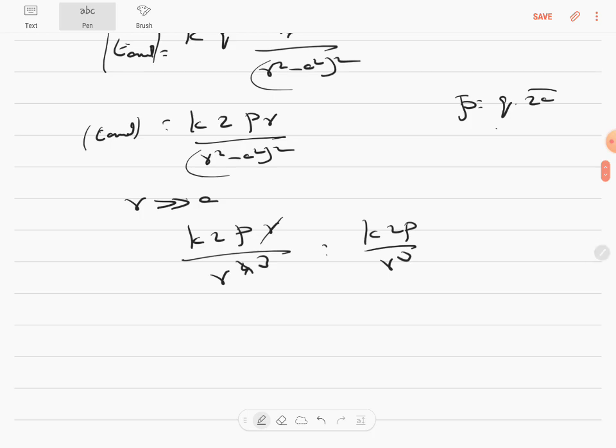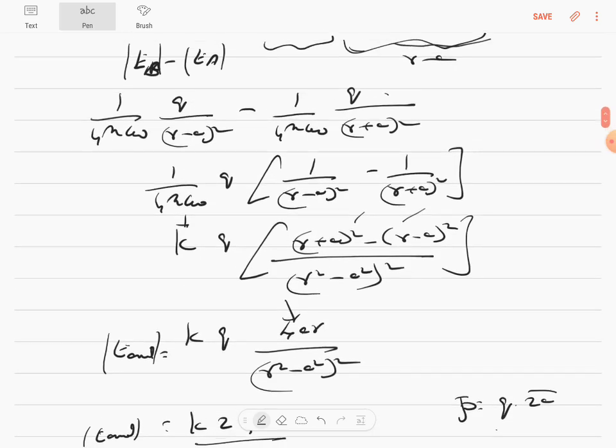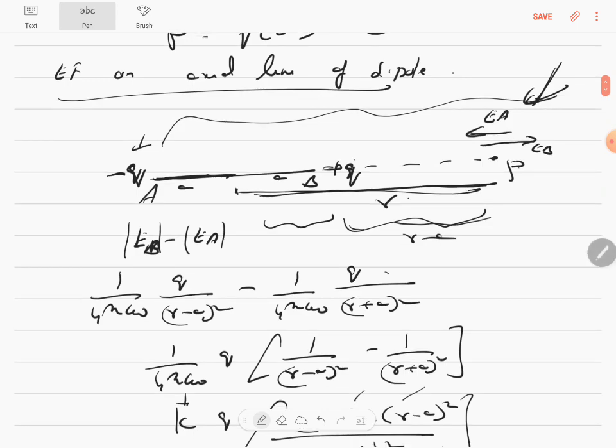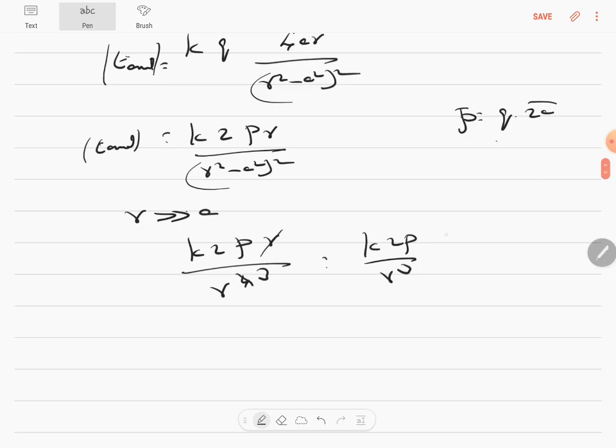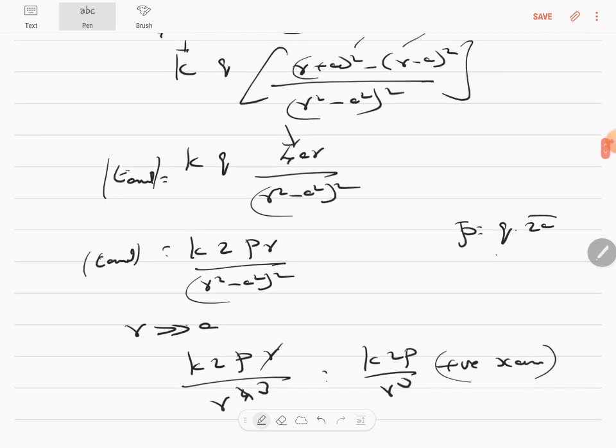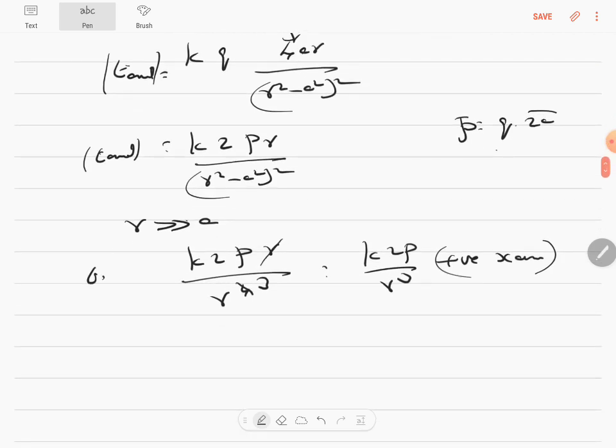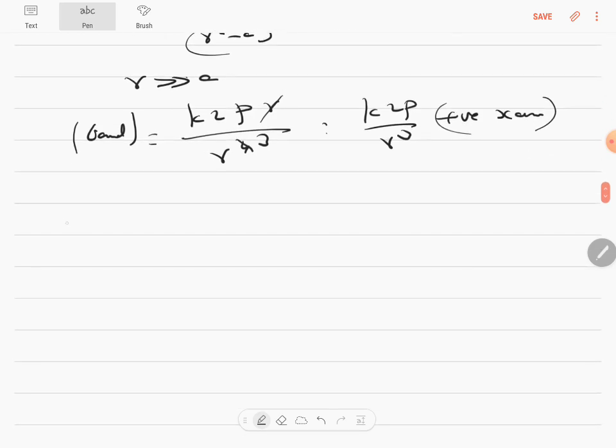Okay, so what's the direction? Let's see. EB's effect is greater than EA's effect, so the net electric field will be along EB, along the direction of the positive x-axis. That's the direction of the net electric field, E axial, at any point P on the axial line of the dipole. Next is E equatorial. Equatorial line. What is the electric field on the equatorial line?